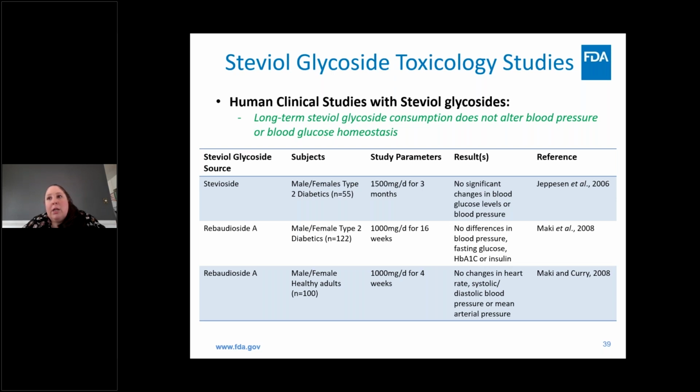So these published studies were done in both healthy adults as well as patients with type 2 diabetes. Study subjects consumed 1 to 1.5 grams of stevioglycosides per day for up to 4 months. And as indicated on the slide, there were no significant changes in parameters such as blood pressure, glucose levels, HbA1c levels, or insulin levels.